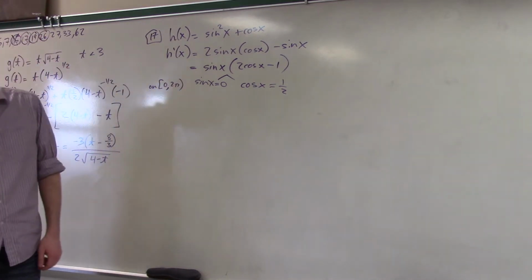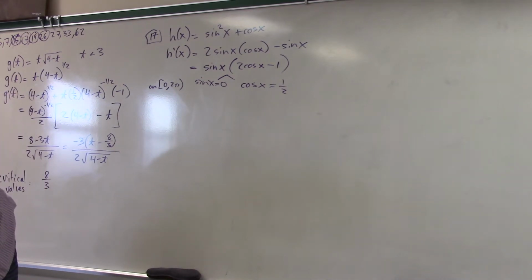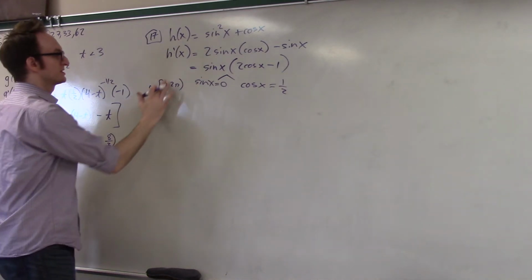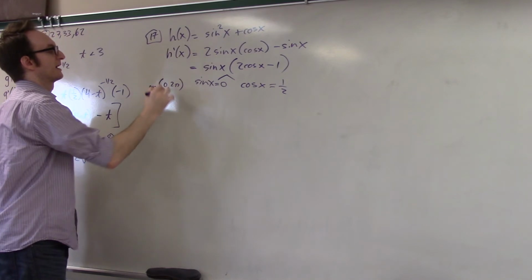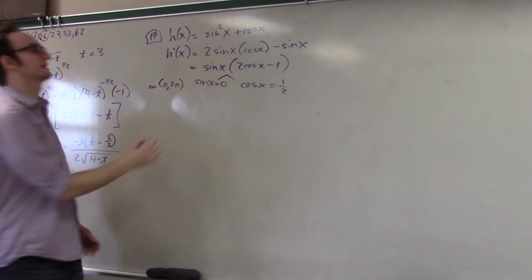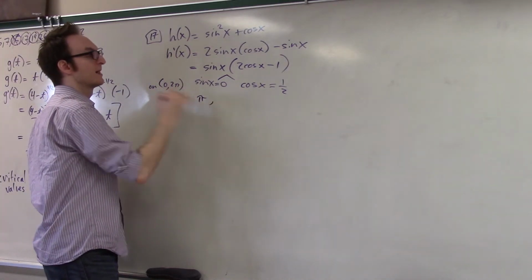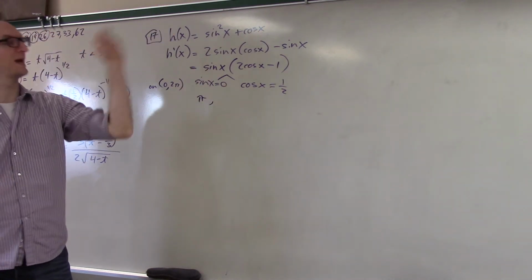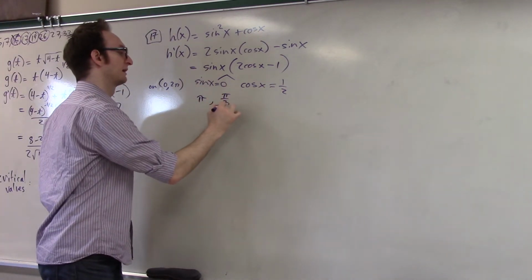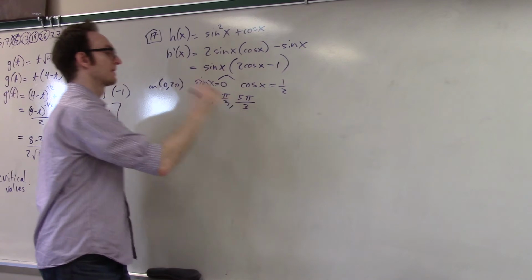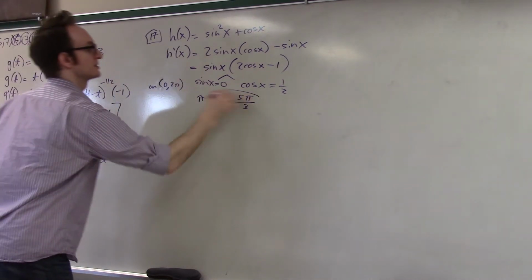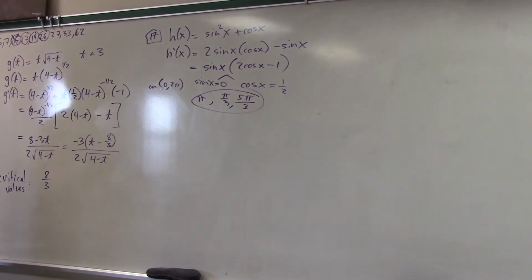Is that what they said? 0 to 2 pi like that, right? Or no? For some reason they said open 0 to 2 pi. So in that case, sine is going to be 0 at pi, and cosine is going to be 1/2 at pi over 3 and 5 pi over 3. So those are the 3 numbers which make the derivative 0, and the derivative is never undefined, so we're good. All right.